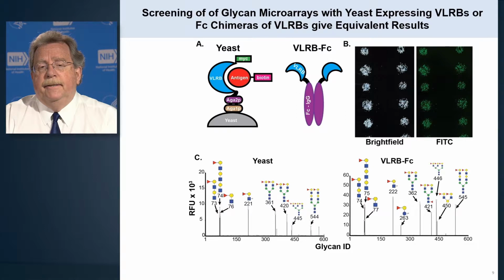This image has 3 panels. The first panel shows a cartoon representation of antibodies on the yeast surface. The second panel on the right shows 2 microarray images, both bright field and fluorescence, where groups of yeast have been bound to different spots of glycans. And the bottom panel shows the microarray data, where increased peak height represents binding to different glycans, and glycans are represented by different colored shapes.